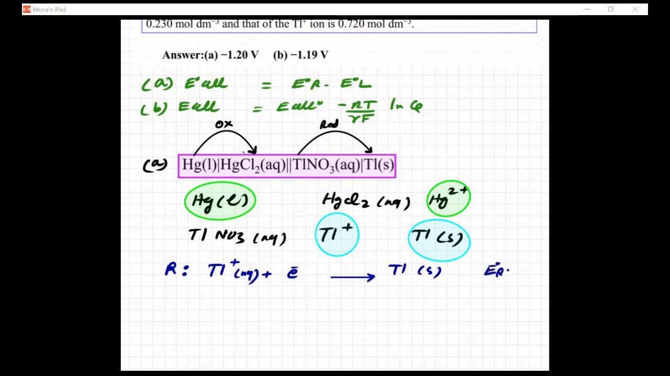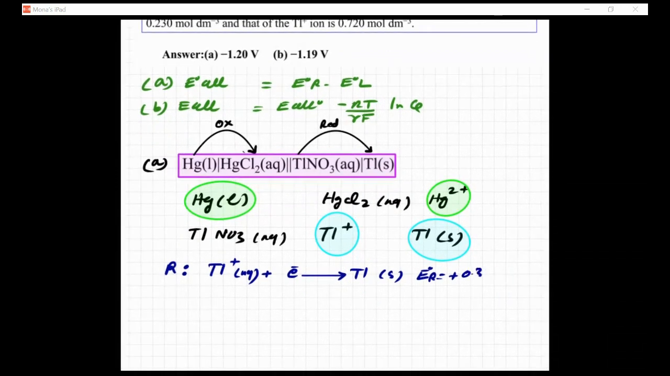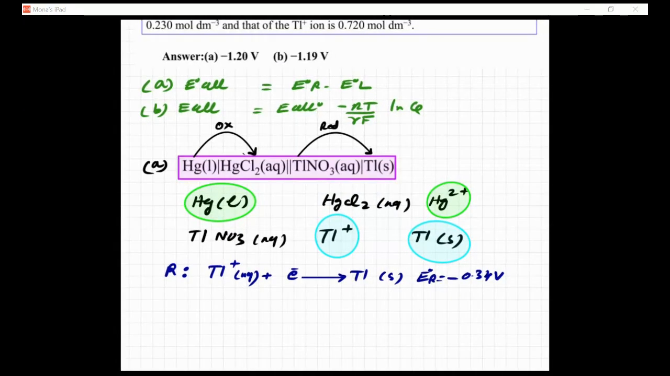And E right is equal to plus, I will make a space here. E right is equal to plus 0.34, plus 0.34 from the table. Sorry, minus 0.34, minus 0.34. That is for the right. So we are looking at the right here, the reduction, where Tl plus is reduced to Tl solid.